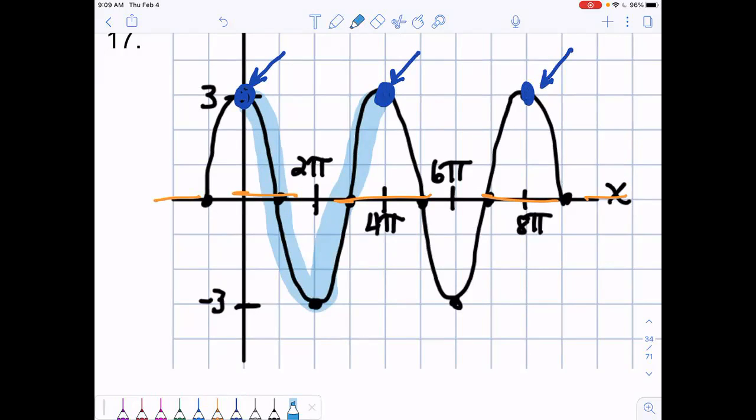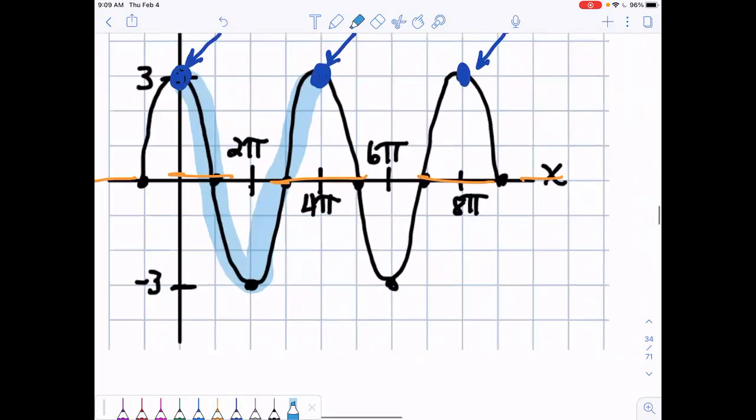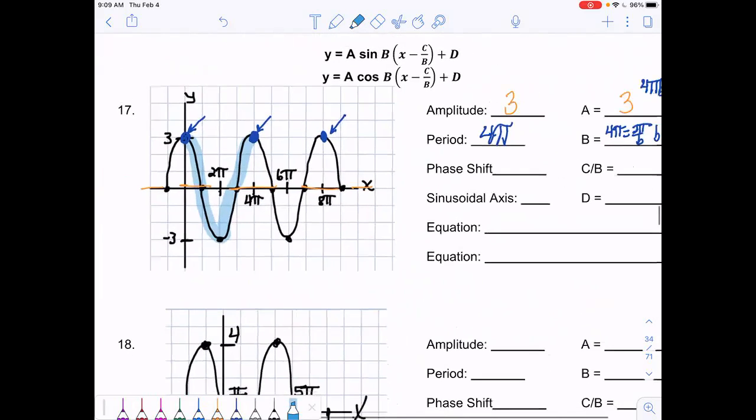Okay, so we're looking at the cosine. I highlighted it just so that we could see it a little better as well, especially for those at home. They don't get to see me pointing around.